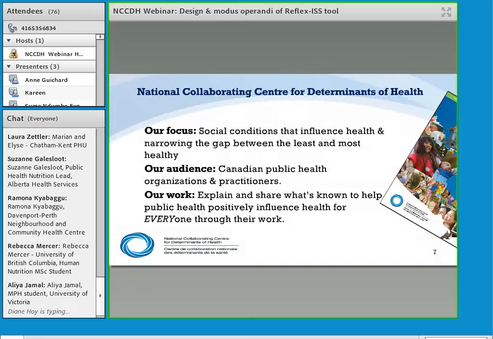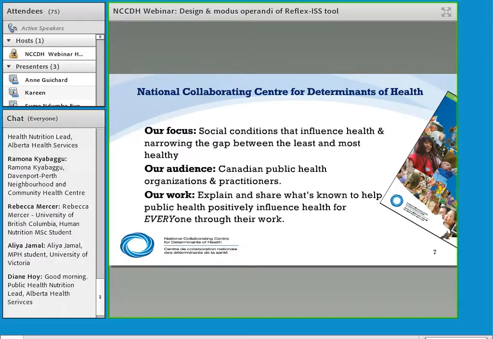On slide number 7, our particular focus at the National Collaborative Center for Determinants of Health is to support public health practice related to the determinants of health and health equity. So we work to share what's known about what public health practitioners and organizations can do to help reduce the gap between those who are most healthy and least healthy.